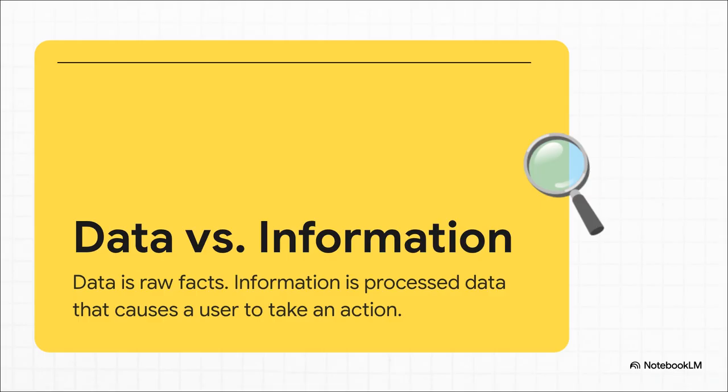See, data is just raw noise. Imagine a list of 1,000 sales transactions. It doesn't tell you much on its own. Information is what happens when you process that noise into something that makes you take action, like a report that clearly shows one of your products is outselling all the others. And here's the main takeaway. If it doesn't cause someone to make a decision, it's not really information, it's just data.